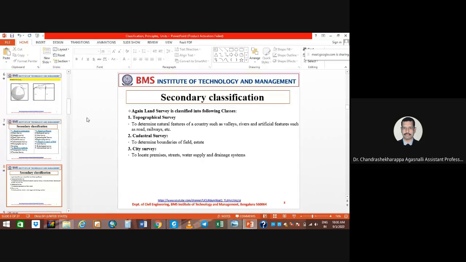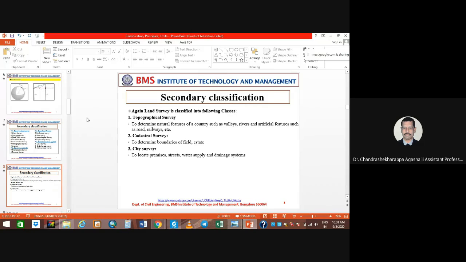Okay, right. And the city survey, that's a town planning survey to locate premises, streets, water supply, drainage systems. Okay, all those things come under the secondary classifications of the survey. Do you understand? Secondary classification of the survey may be based on the instrument, based on the methods, based on the objects, based on the nature of the fields. So especially in the topographical survey, you take out the survey with the topography. Cadastral, that's only for the boundaries.